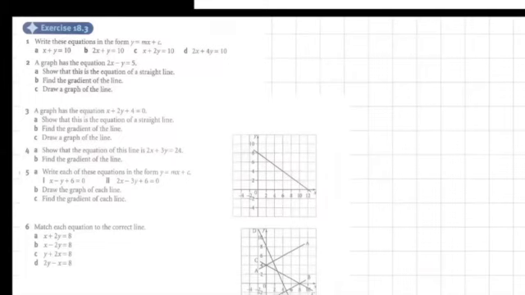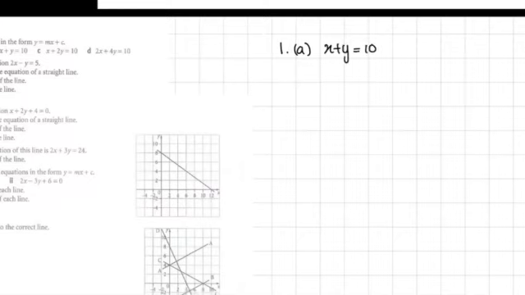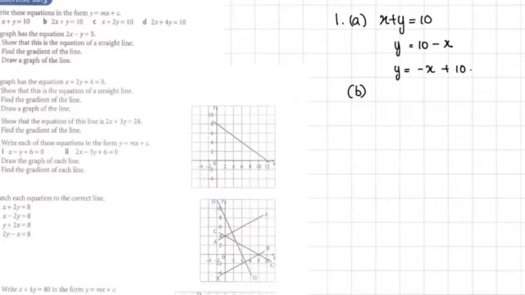A. x + y = 10. Now, I can move my x over to the other side, so positive becomes negative. So y = 10 - x. And I need to write it properly with my x in front and the c at the back. So this is the answer. Let's get B. Do the same thing.